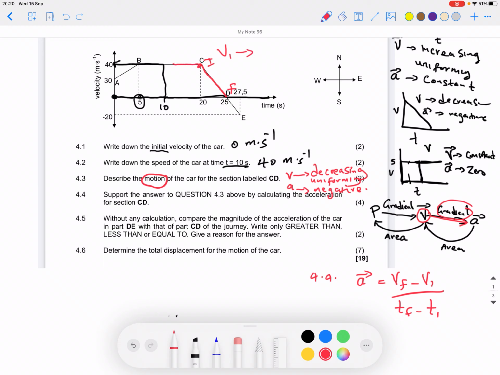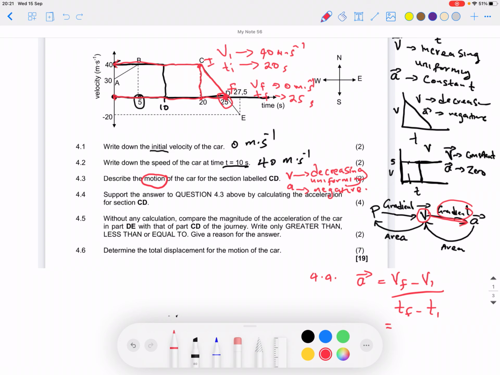So it means my V initial is at C, so I must read it at C. Initial velocity, I check it on the y-axis. I have 40 meters per second. Then the initial time, I must check it on the x-axis. That is 20 seconds. Then when I go to D, I must find my final velocity. At D, there is the point. I must check the velocity on the y-axis. It's 0. So I have 0 meters per second. And then the final time at D, there it is, that is 25 seconds. So you just plug it in your equation.